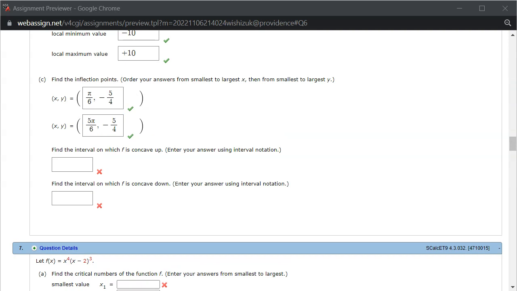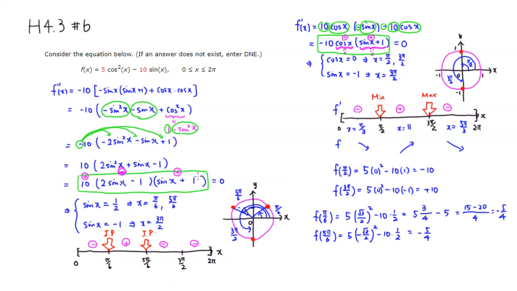I came back and it looks like we got the inflection points correctly, and now we want to find the intervals where it is concave up and down. Let's go back. You can see that here the second derivative is negative, so this is going to be concave down between 0 and pi over 6. Between pi over 6 and 5 pi over 6, it's going to be concave upward. And after that, it's going to be concave downward. So let's type it in.